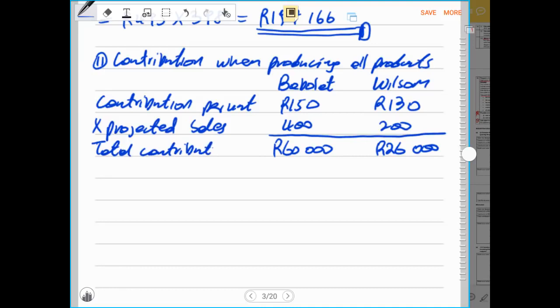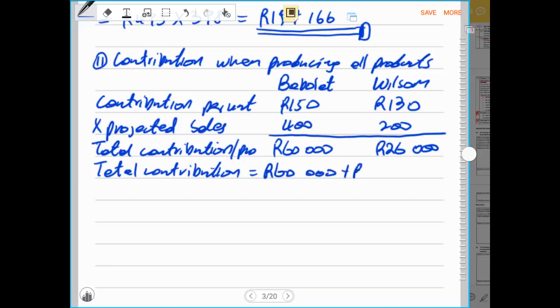We get to our total contribution. Then after we say total contribution per product, then we have our total contribution for both products. Our total contribution for both products will be 60,000 plus 26,000, and this will give us 86,000 rands. This 86,000 rands is the amount that would have covered our fixed cost, after which we made a profit already.